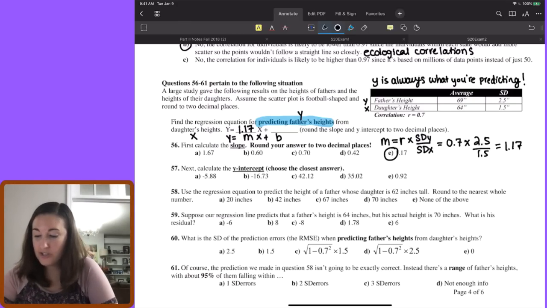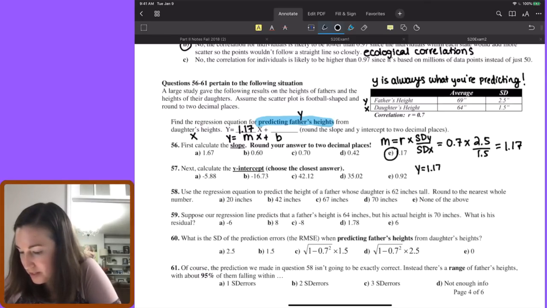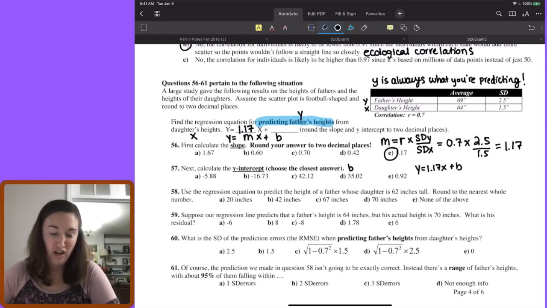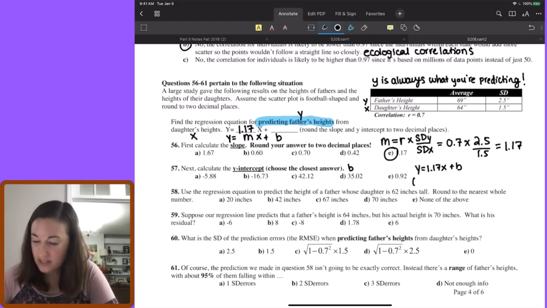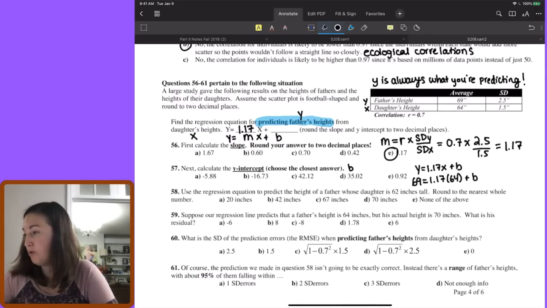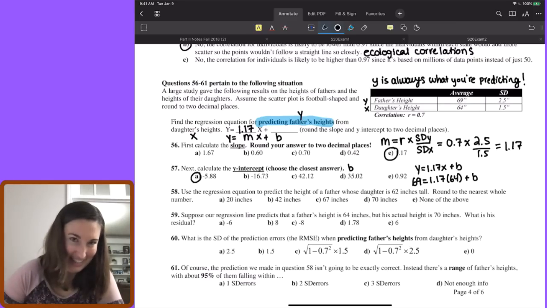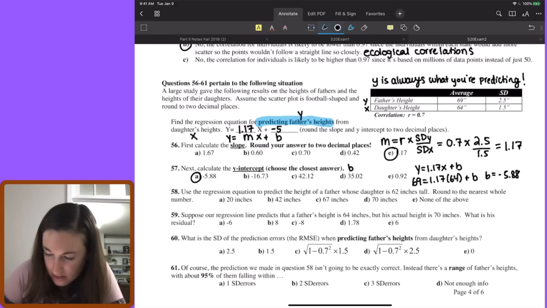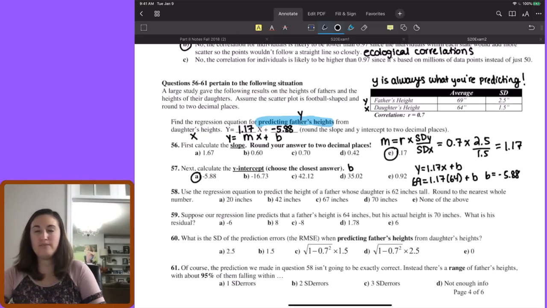And now it wants me to find the y-intercept. So what I have is y equals 1.17x plus b. The y-intercept is b. So I want to find b. So in my equation, I have 3 unknowns, but I can plug in the 2 averages for x and y. So y, the average for y is 69 inches, right? The average for x is 64 inches. And now I just have b by itself. So now I can go ahead and solve for b. And when I do this, I think I get this. B equals negative 5.88.